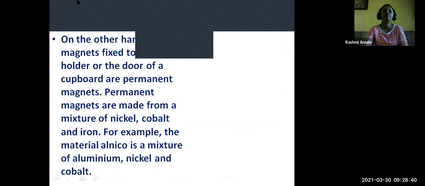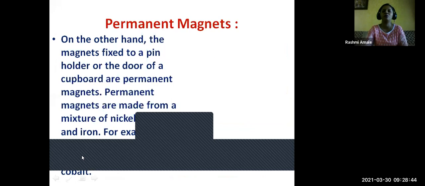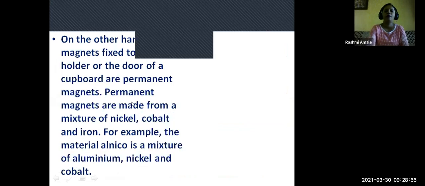So now, permanent magnets. So electromagnets were artificial magnets. So then what are permanent magnets? On the other hand, the magnets fixed to a pin holder or the door of a cupboard are permanent magnets. Okay.